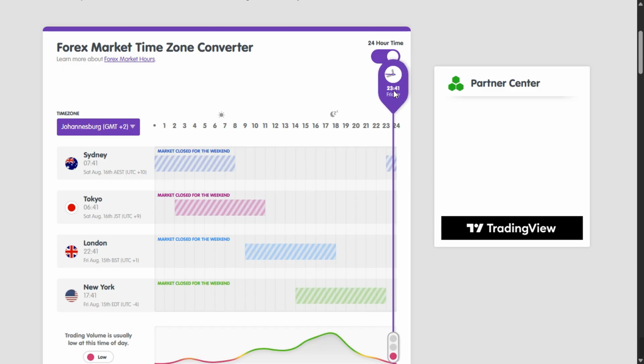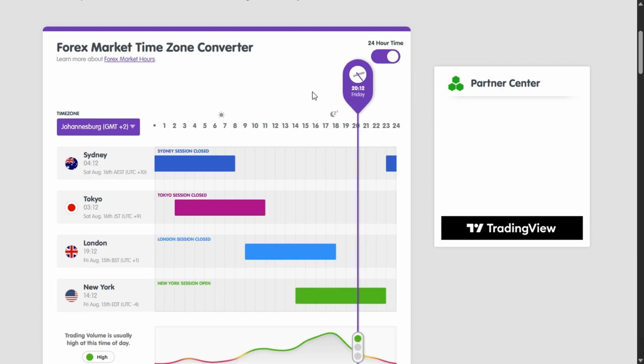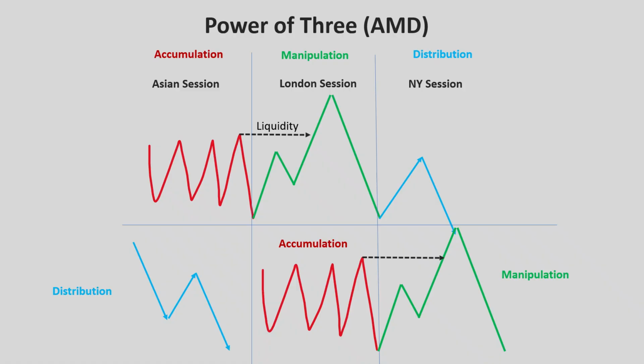Knowing when each session starts and overlaps gives you a huge advantage, because you can anticipate when accumulation, manipulation, and distribution are most likely to occur, instead of guessing.